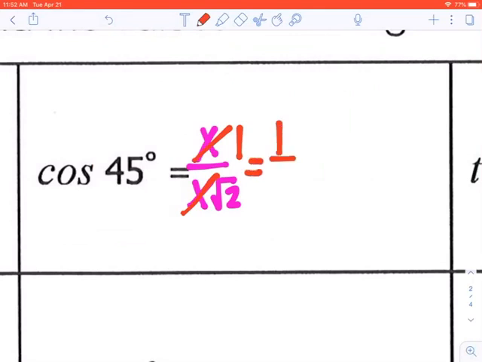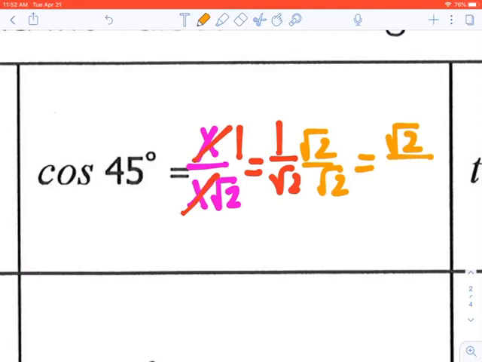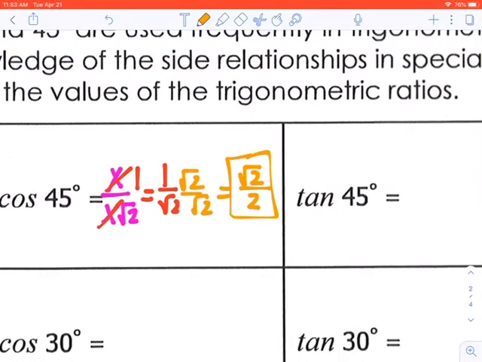So you get the 1 over rad 2. You can rationalize it. You multiply by rad 2 over rad 2, and you get square root of 2 over, not 4, over 2. Square root of 2 times square root of 2 is 2. Okay, so sine of 45, cosine of 45. Doesn't matter what the length of that x is, it will always be rad 2 over 2.